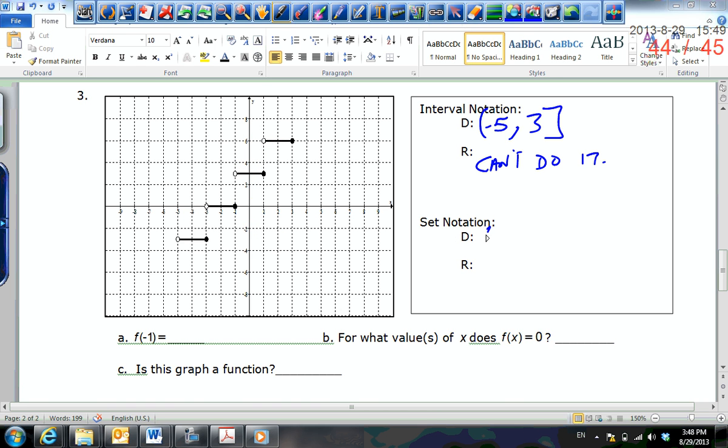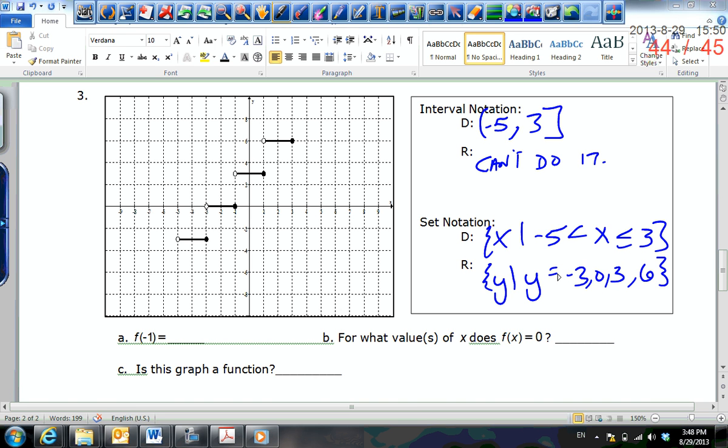The set notation, set of all x such that, is x between two numbers? Yeah, so negative 5 less than x less than or equal to 3. The range this time for set notation, we can actually list. So the set of all y such that y equals, and we're just going to list them. So negative 3, 0, 3, and 6. We're listing the y values.